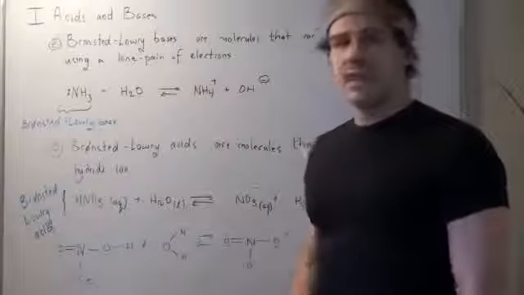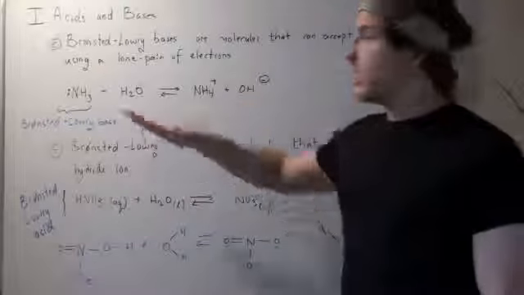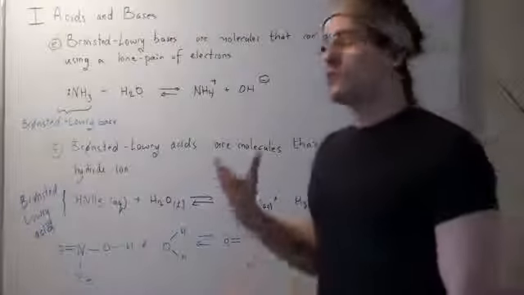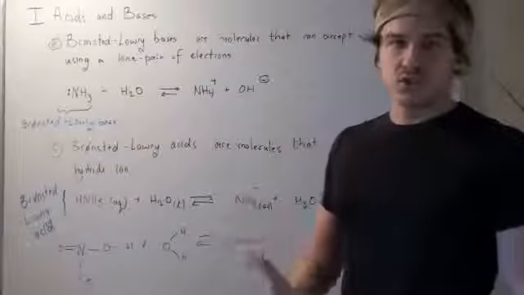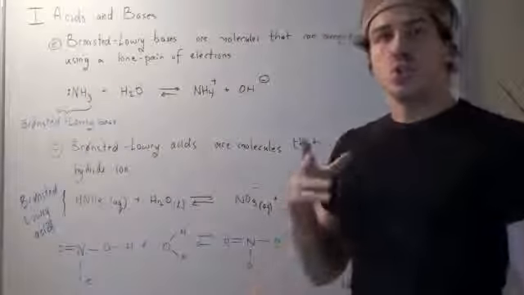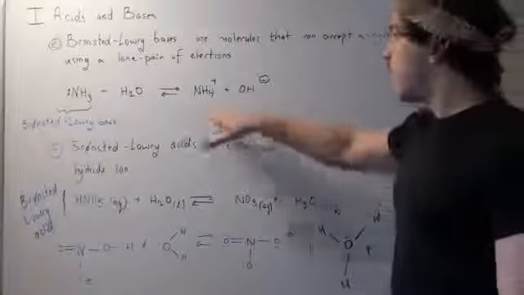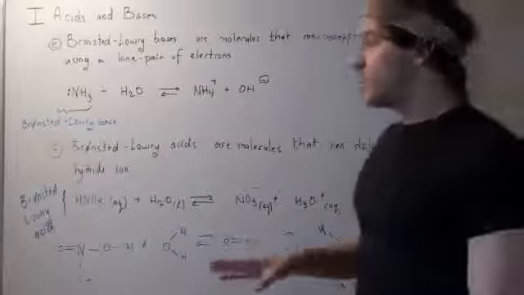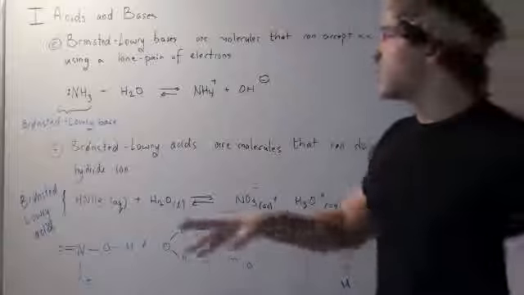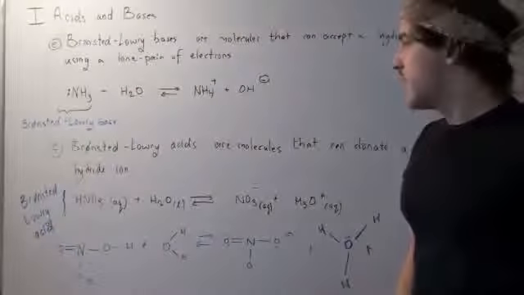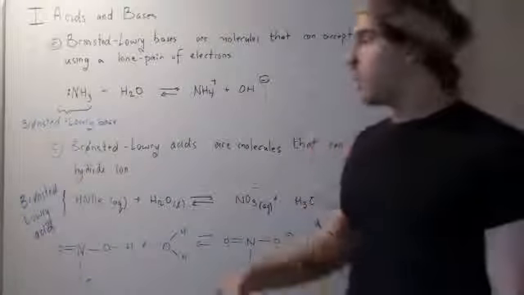So, Bronsted-Lowry bases are those molecules that can accept a hydride ion using a lone pair of electrons. So let's look at the reaction of ammonia and water. So in ammonia, we have an extra pair of electrons. And in fact, this pair of electrons will take away an H ion from the water molecule. And this will produce ammonium and hydroxide. So by definition, because this guy has an extra pair of electrons, a lone pair of electrons, it acts as a Bronsted-Lowry base.